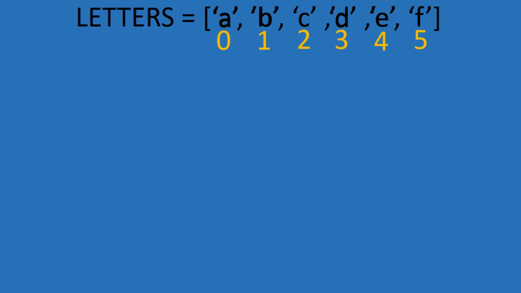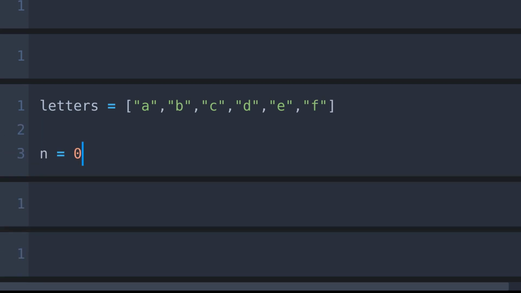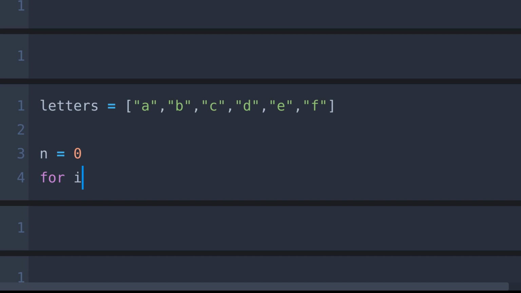Let's see how to print corresponding indices of the elements in a list. Expert code be like. First, we need to create a list. I call it letters. Inside of the list, I put all the characters from A to F: A, B, C, D, E, and F. And I create a variable called n that is equal to 0. Let me explain in a moment why I created it.